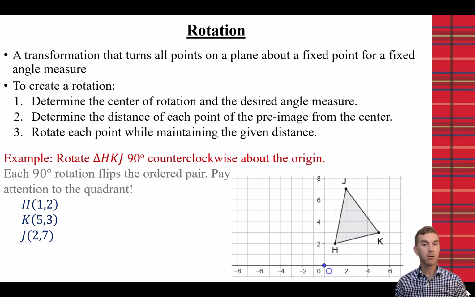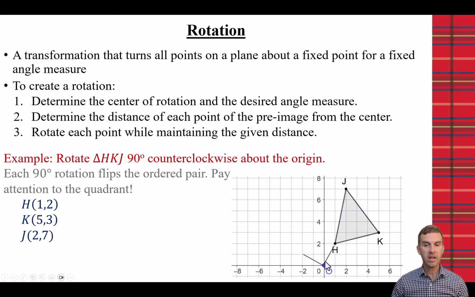A 90-degree counterclockwise rotation of this triangle will put us in the second quadrant, and each of those signs will have an X value with a negative and a Y value with a positive. But just pay attention to the quadrant and pay attention to the signs in that quadrant. So if we want to rotate it, we can say, okay, we can flip the order of pairs, but let's look at what's visually happening.